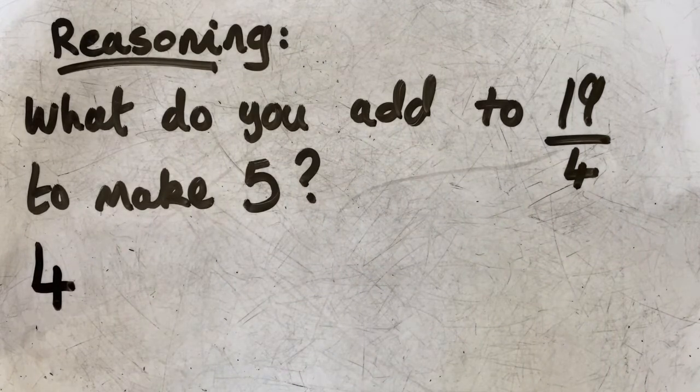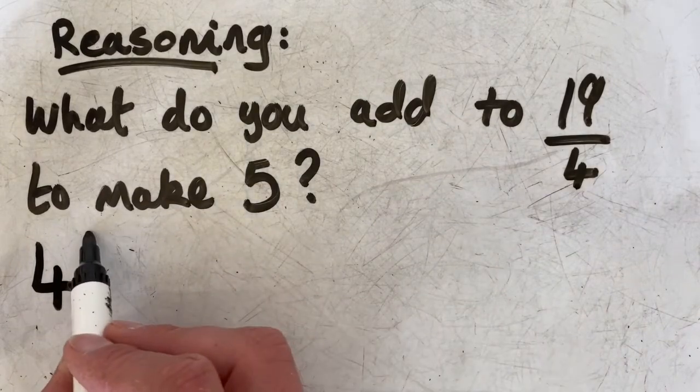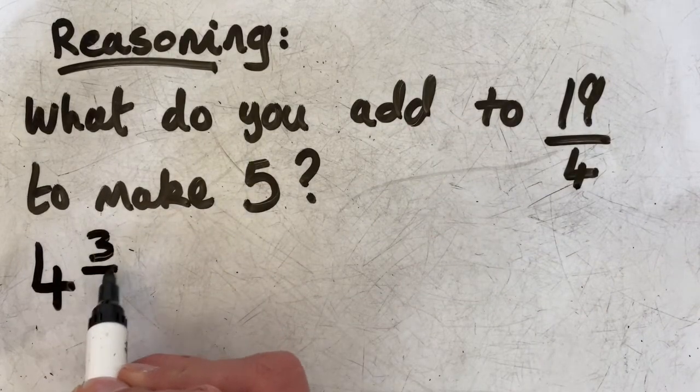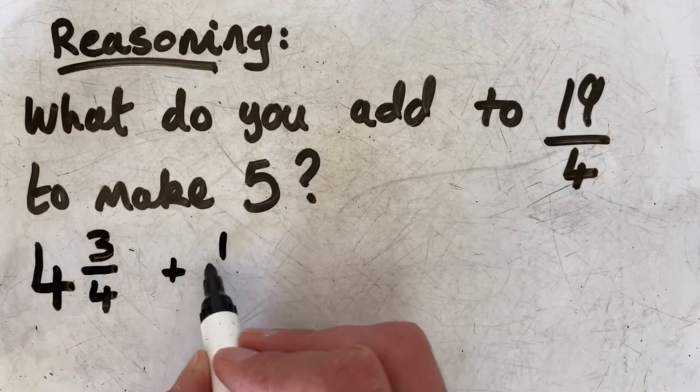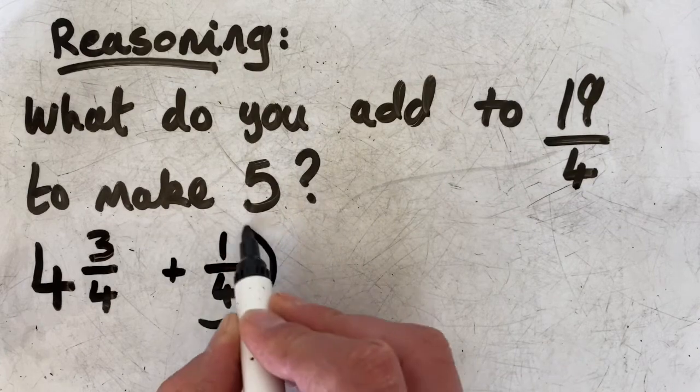4 fits into 19. What is left over? So we count up from 16 to 19. 1, 2, 3. There is a remainder of 3. So that is 3 quarters. Then I can work out what I would need to add to 3 quarters to make my 4 up to 5. I would add 1 quarter.